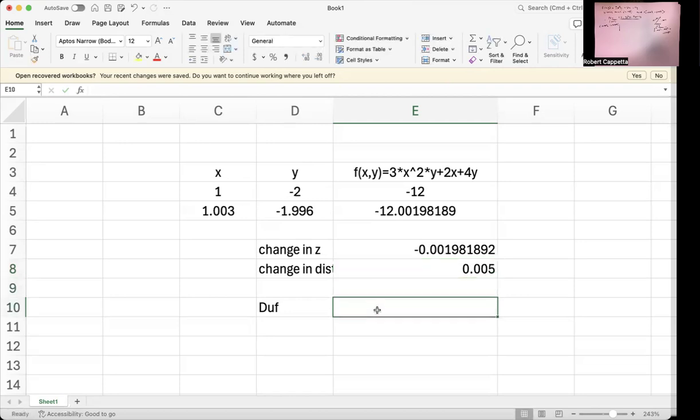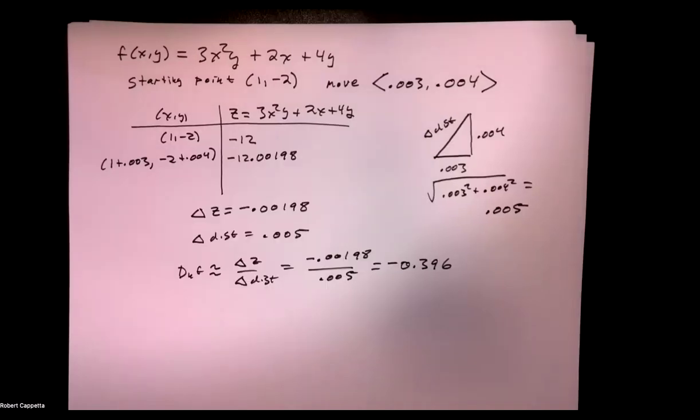And then our DUF, that's the rate of change of altitude with respect to distance. So we're going to just go ahead and divide these two numbers to see what we get. Equals this number divided by this number. And our approximation is about negative 0.396. So filling in all the values, we have our approximation for the directional derivative. The change in altitude divided by the change in distance is about negative 0.396. That is an informal way to approximate it.